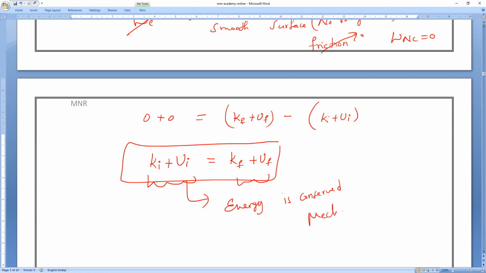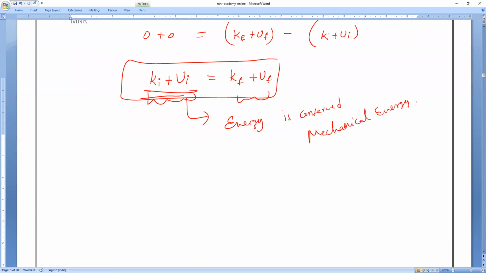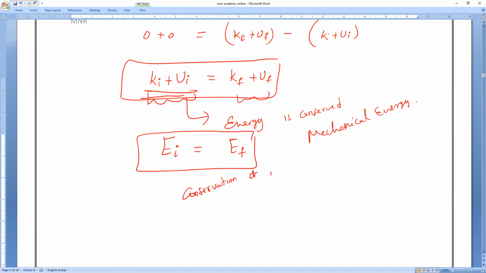Which energy? Mechanical energy. Check it, everybody. Mechanical energy is conserved or not? Kinetic plus potential is equal to kinetic plus potential again. So I can say the initial mechanical energy is equal to the final mechanical energy. So this is conservation of what energy? Mechanical. Understanding, all of you? So this is about conservation of mechanical energy.